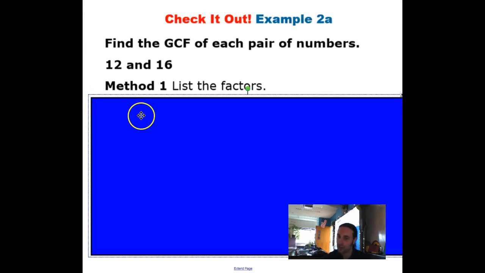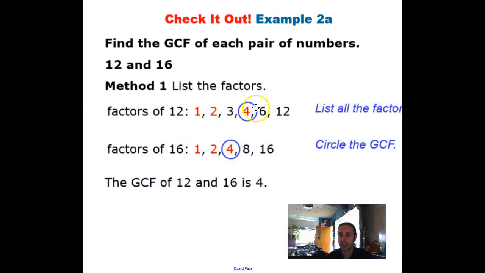So I'd like you to try this one. List the factors and find the greatest common factor of 12 and 16. Very good. Welcome back. Your greatest common factor, once you've listed them out, is 4. Yeah, 4 goes into 12, 4 goes into 16.